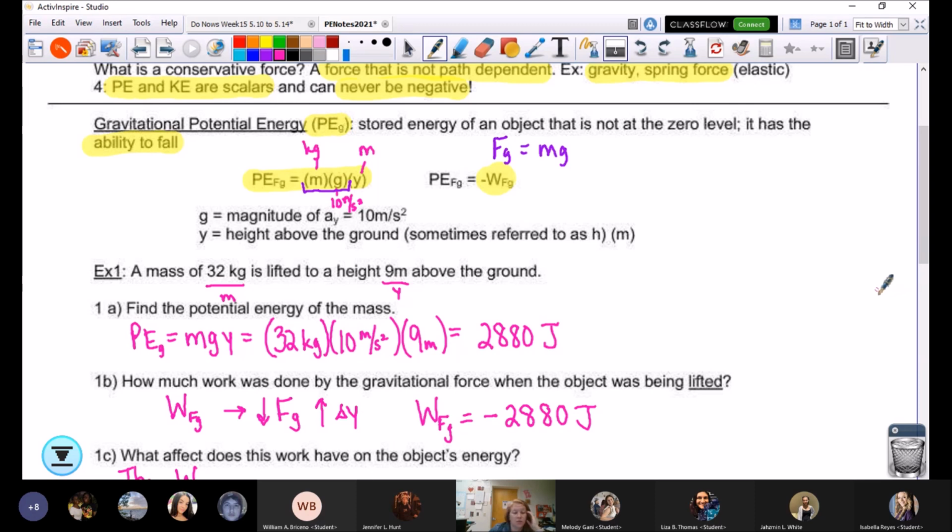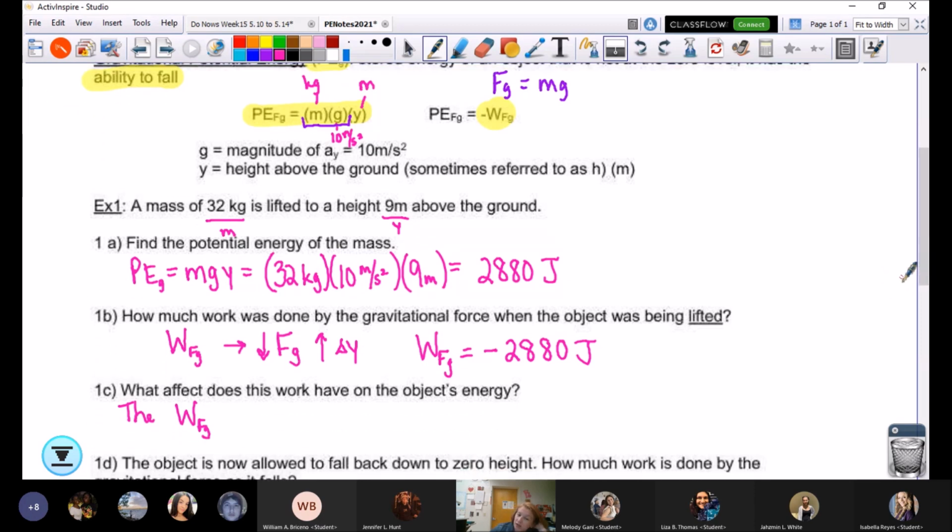Part C, what effect does the work have on the object's energy? The work done against the conservative force, aka the work done by gravity, or in this case going up against gravity, creates the potential. The whole point of doing that work is to create the potential.